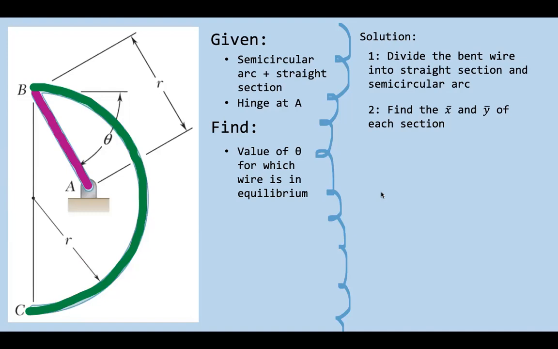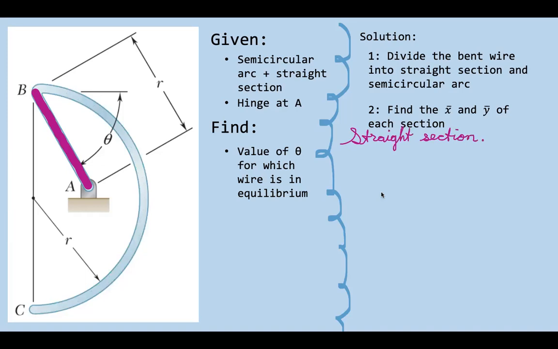Okay, next we want to find the x bar and y bar of each section. For the straight section, we can draw a right triangle, and then the centroid, this is the approximate location of the centroid. We draw another triangle over here. Those two are similar triangles. And then we have theta over here.